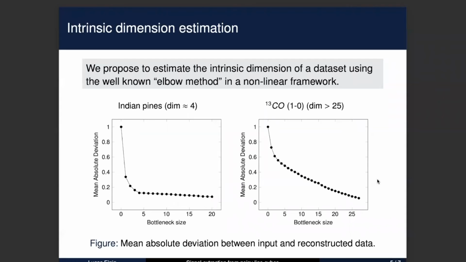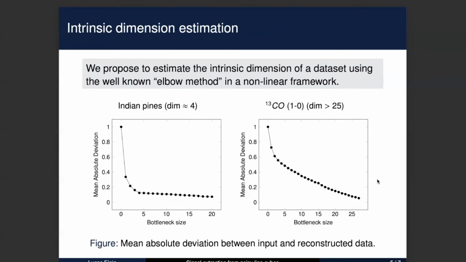So to have a more quantitative idea of this problem, we can compute what's called the intrinsic dimension of Indian Pines and 13CO, for instance. That means the optimal dimension, the dimension of the bottleneck. So, for instance, we will use what is called the elbow method, which is used, for instance, for principal component analysis to find these optimal values.